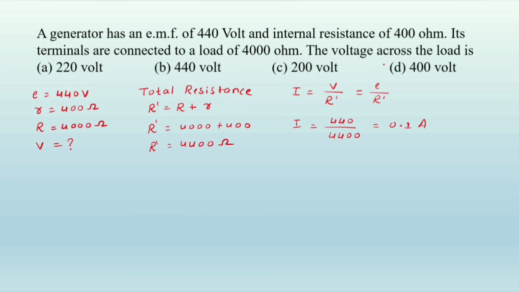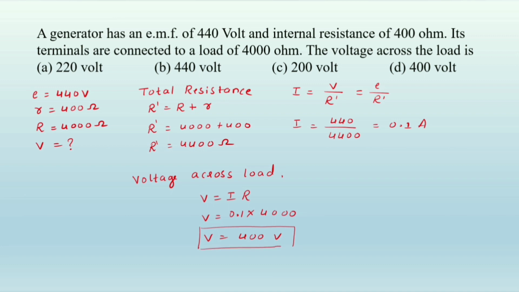Now we have to calculate the voltage across the load. Voltage across the load means we have to consider only the resistance of the load. So we have the formula V equal to IR. So V equal to the I value 0.1 into the resistance of the load, that is 4000. 4000 into 0.1 gives 400 volt. So the voltage across the load is 400 volt. That is option D.